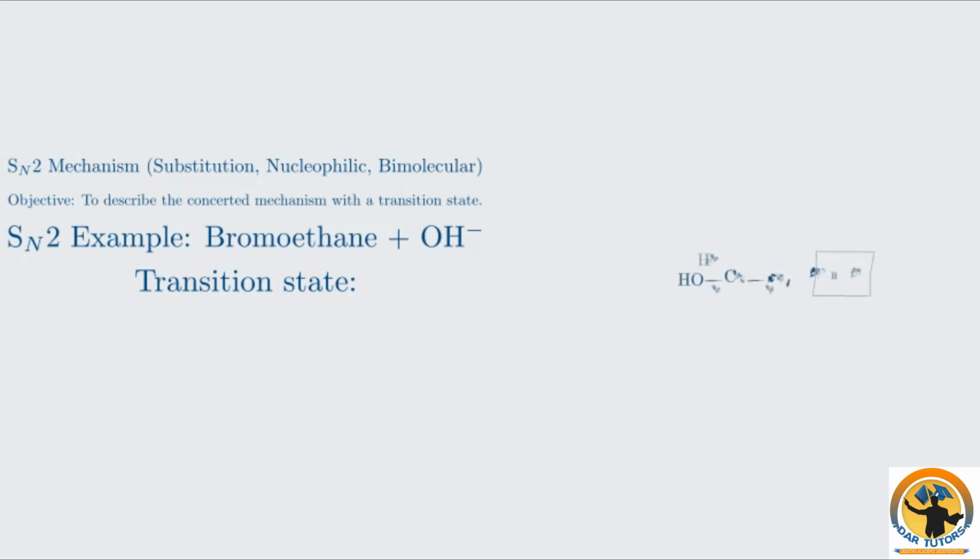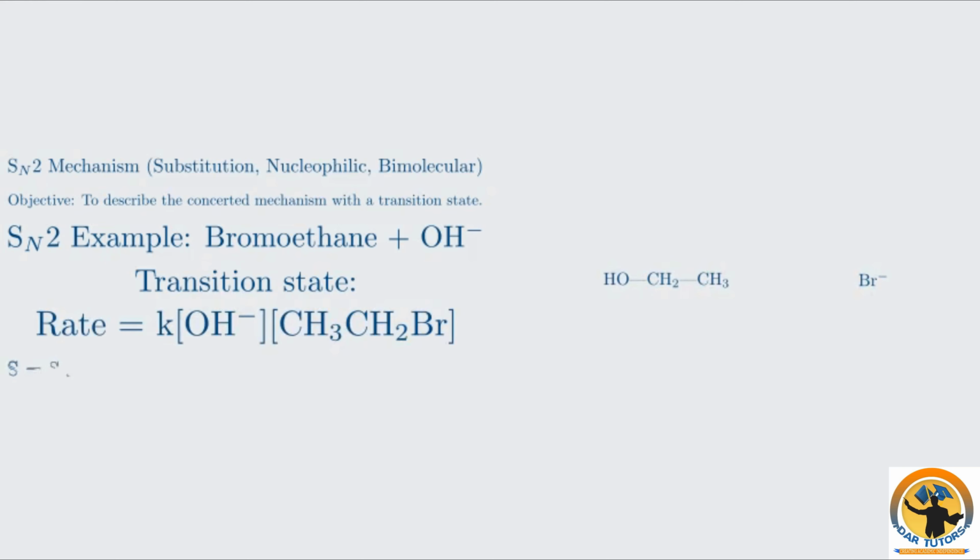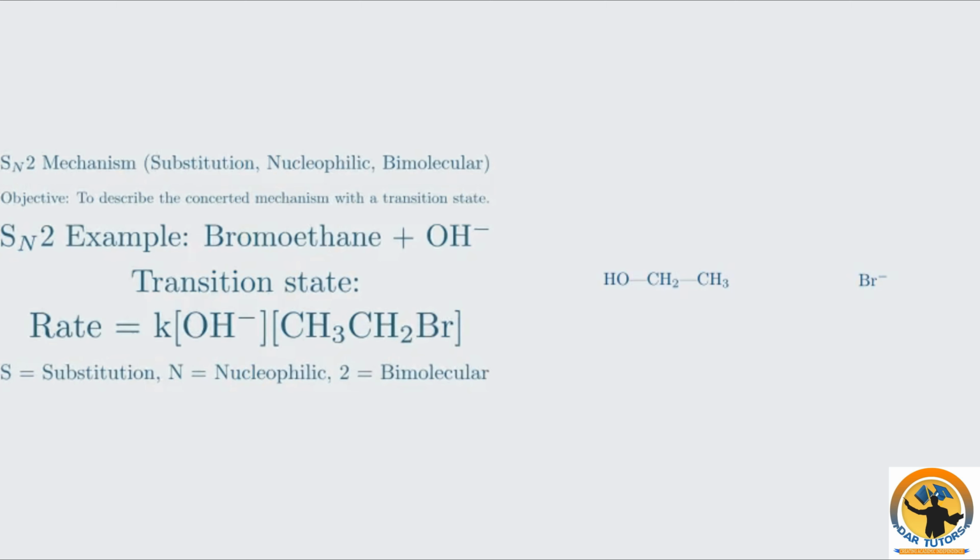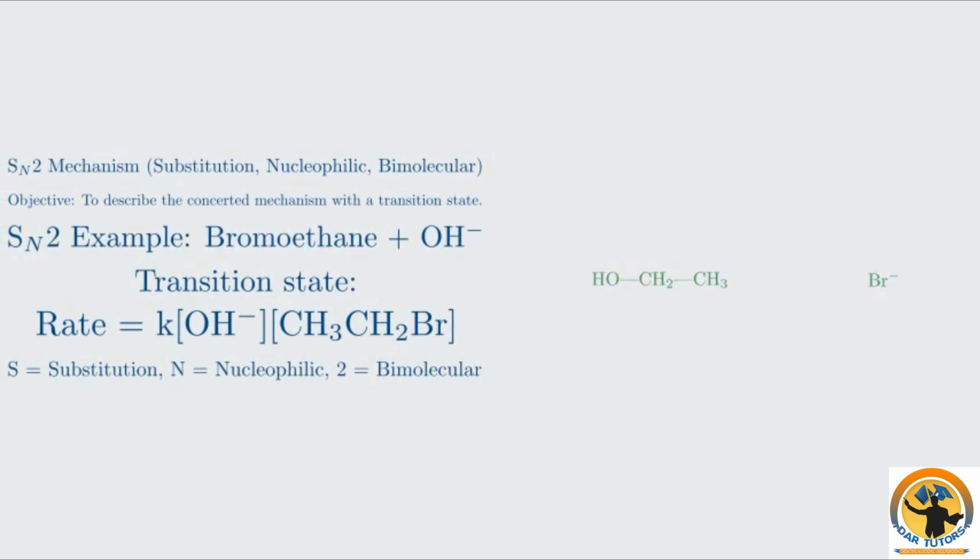As the hydroxide-carbon bond fully forms, the carbon-bromine bond fully breaks, and the bromide ion departs. The name SN2 signifies it's a substitution nucleophilic reaction, and the single, slow step is bimolecular, involving both the nucleophile and the halogenoalkane. This scene has shown the concerted SN2 mechanism and the formation of the transition state. You are now able to describe this one-step process.